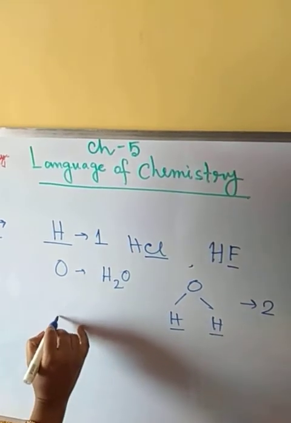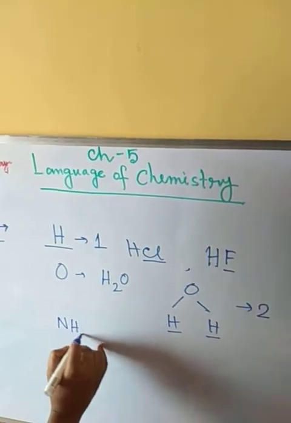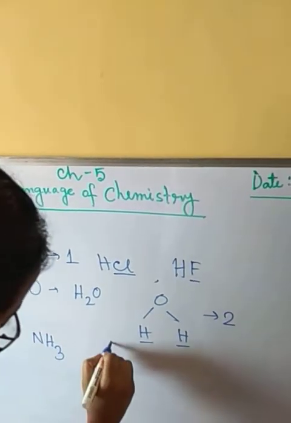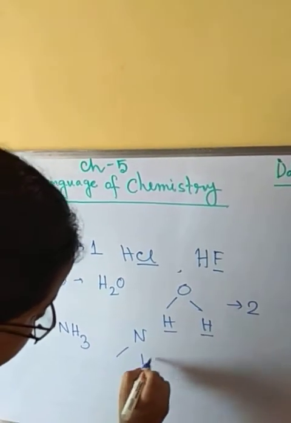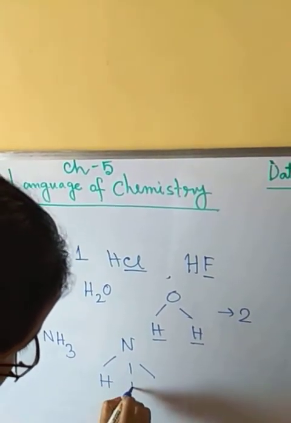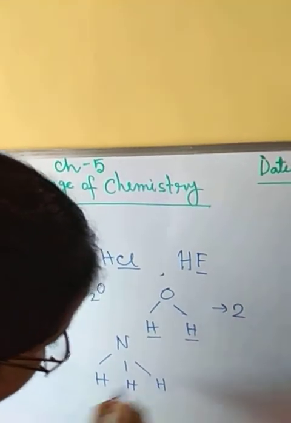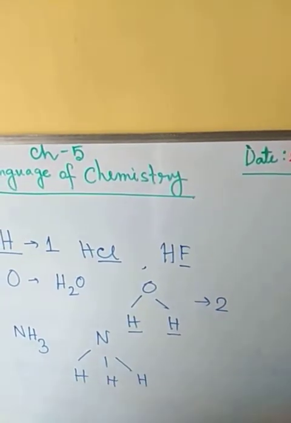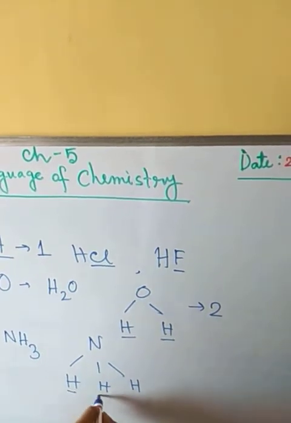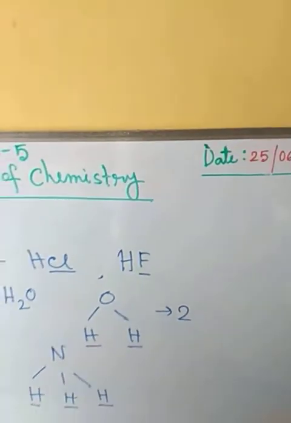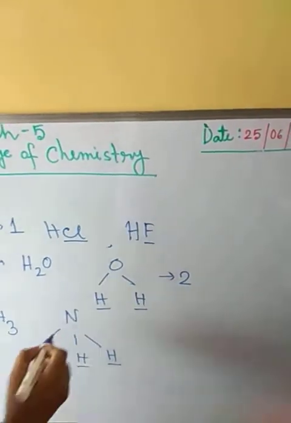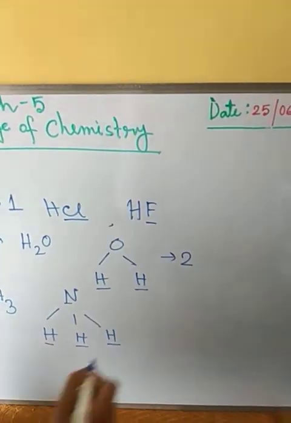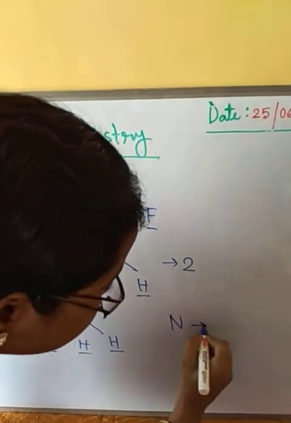If we take the example of ammonia, NH3, the structure of ammonia can be given as this. See, here nitrogen is combining with 3 hydrogen atoms at a time. So nitrogen's valency will be 3.